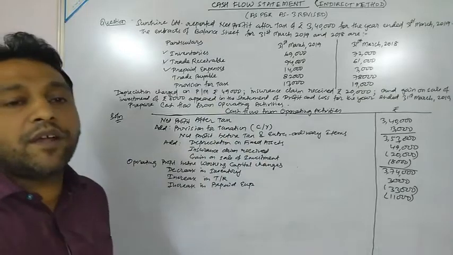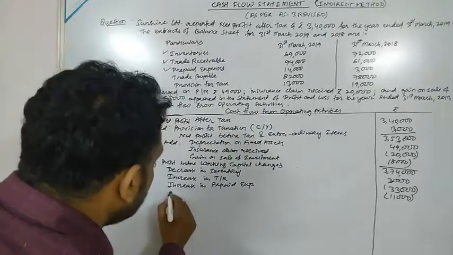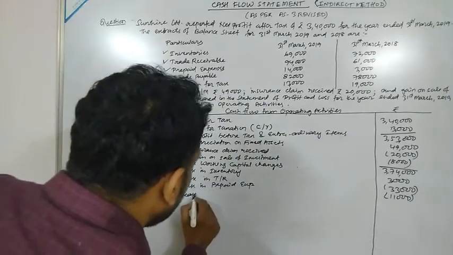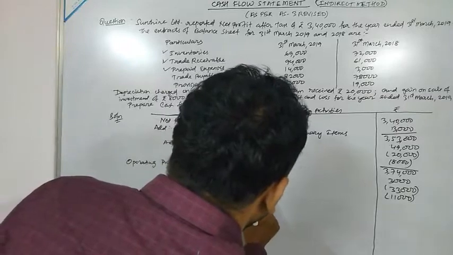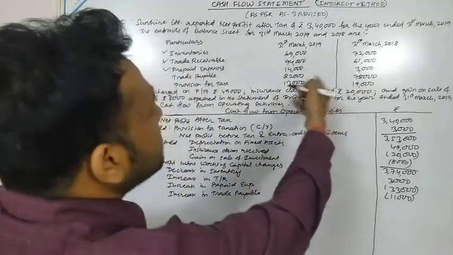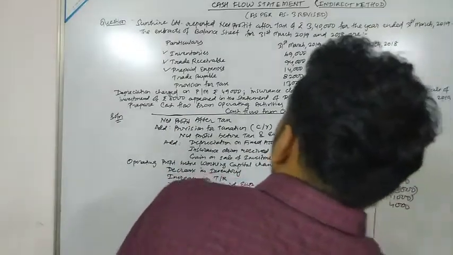Okay, now you see trade payable. An increase in trade payable is an increase in current liability, so an increase in current liability would be added. This is your current liability. How much has it increased? Your 4,000. So 4,000 would be added.